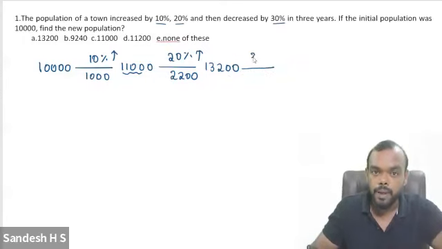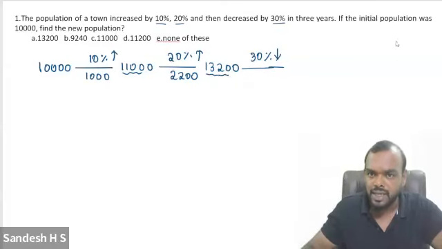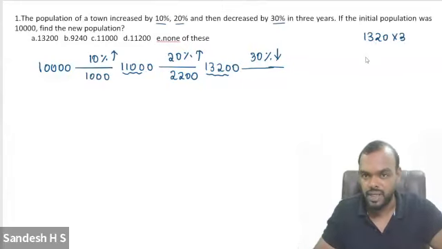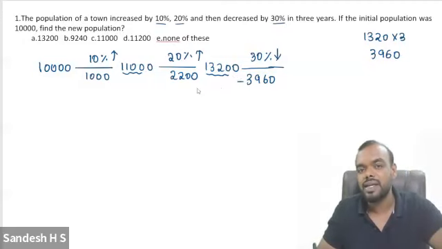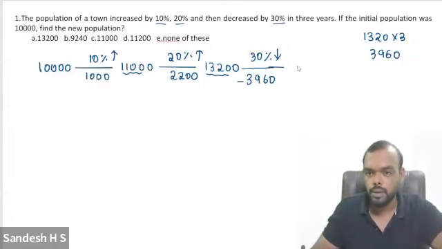And finally, it is decreased by 30% in the third year. Now we know 10% of this is 1,320. That is 10%. To convert it into 30%, we will multiply with 3. So that becomes 3,960. If I subtract 3,960 from 13,200, what should be the answer, guys? Quickly. Subtract 3,960 from 13,200. 9,240 should be the answer.